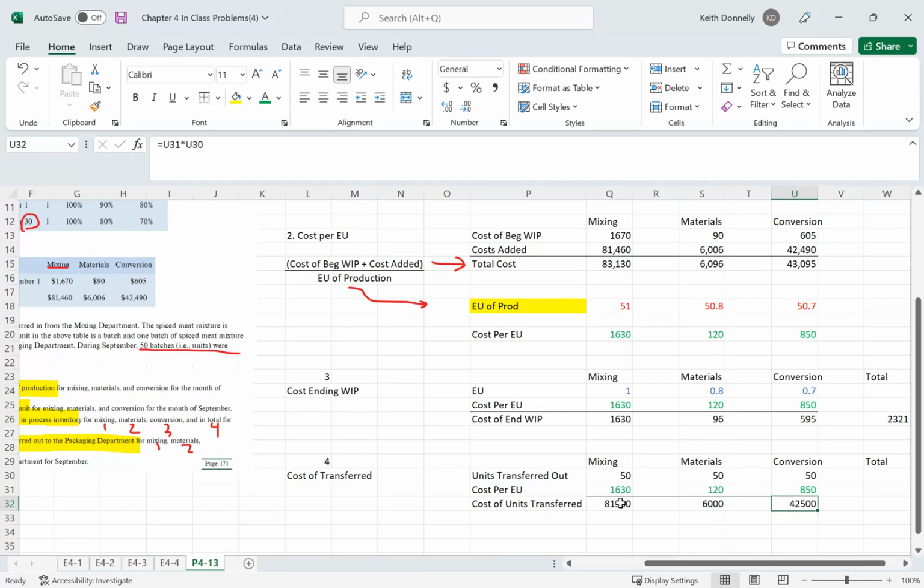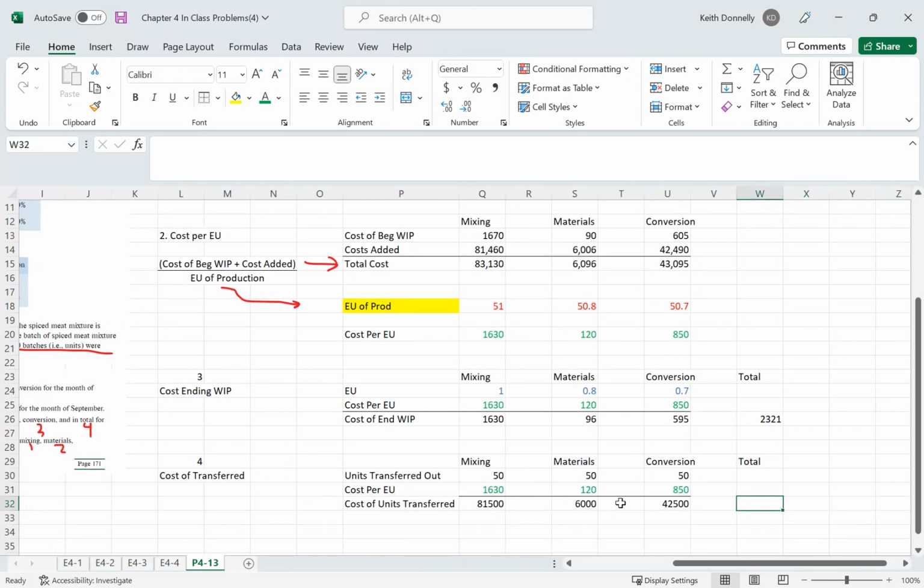And then we got to do it in total as well. So that would be the 81.5 plus the 6,000 plus the 42.5. So if we were to add these two together, we're at 132,321. We'll come back to this number, but for the time being, just be aware you add those two together, that's it.